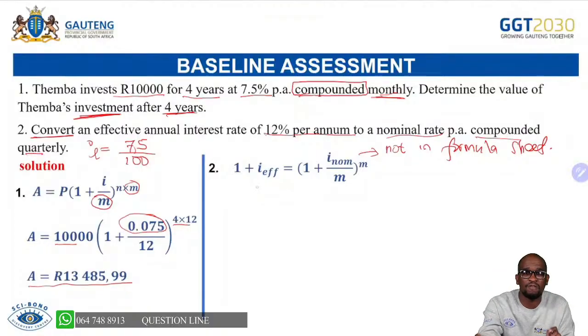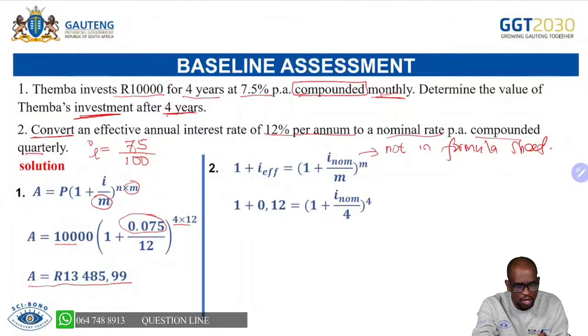Because the two future values would obviously be the same, we can equate them and then eliminate those variables that are the same. We end up with this particular formula here. The effective rate we are given, so let's substitute 0.12 as the effective rate. We want to convert it to a nominal rate, so this is the unknown.